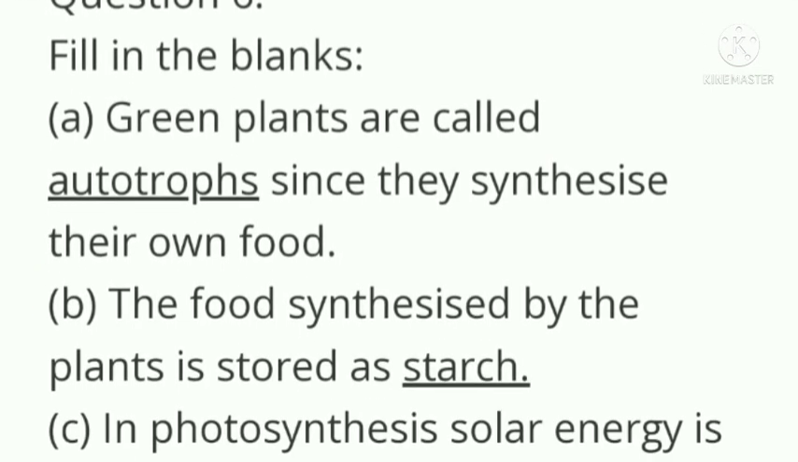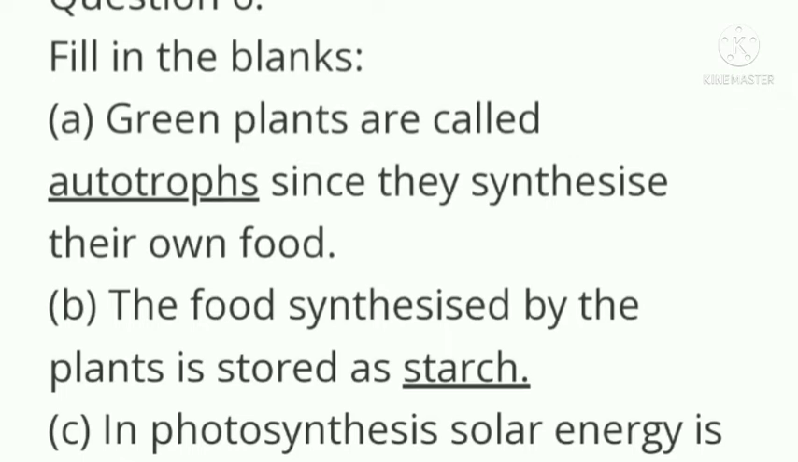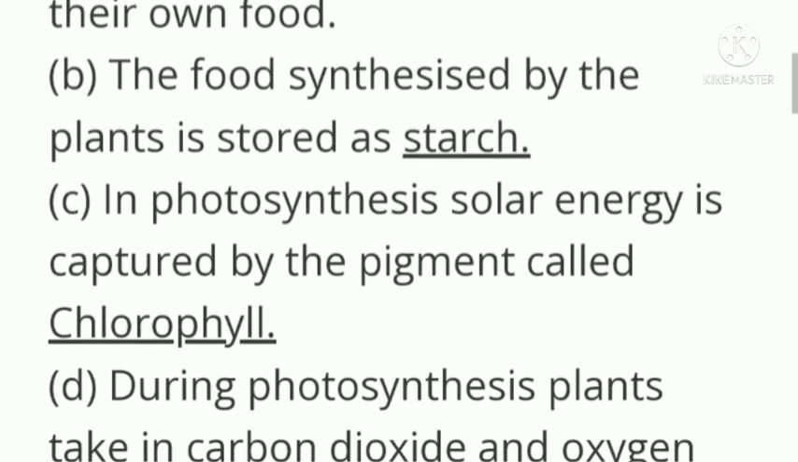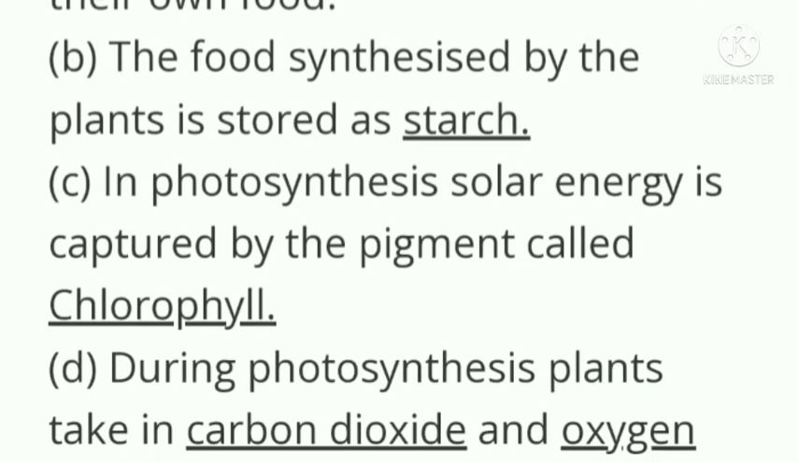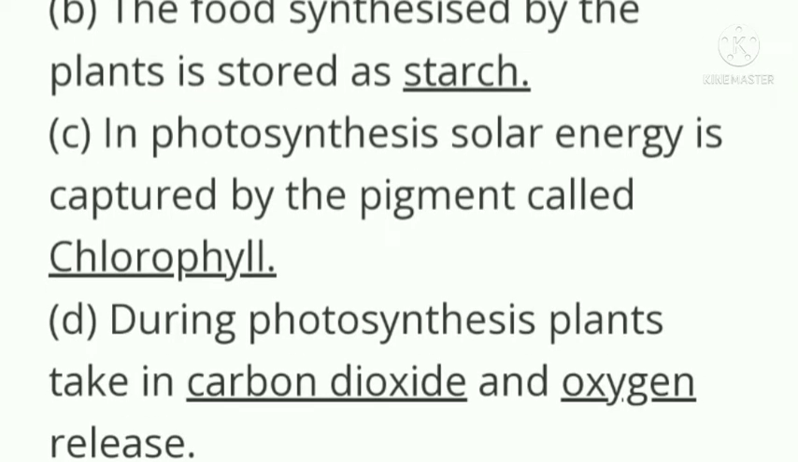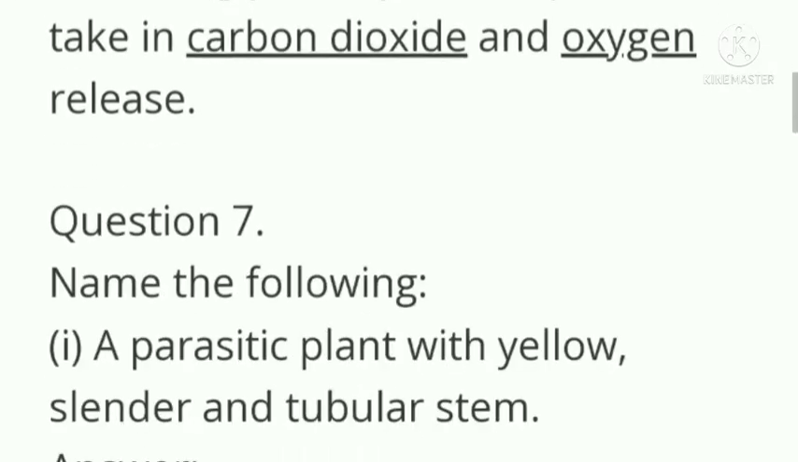Fill in the blanks. Green plants are called autotrophs since they synthesize their own food. The food synthesized by the plants is stored as starch. In photosynthesis, solar energy is captured by the pigment called chlorophyll. During photosynthesis, plants take in carbon dioxide and release oxygen.